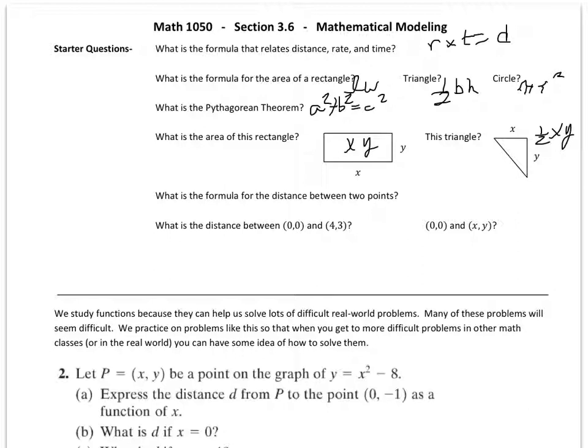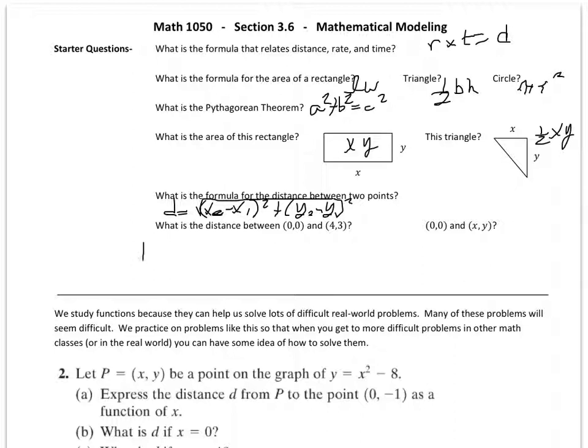Okay, distance formula. d equals the big old square root of x2 minus x1, squared, plus y2 minus y1, squared. All right, so what is the distance between (0, 0) and (4, 3)?